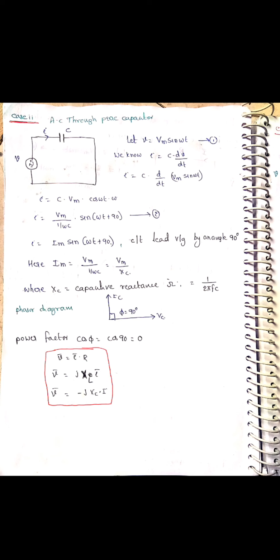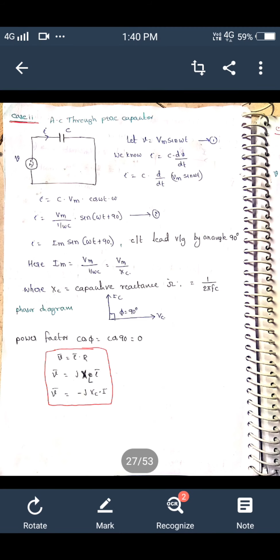If you differentiate it, you can get the expression for current as I is equal to C into V maximum into omega cos omega t. This we can write as I is equal to V maximum by 1 by omega C into sin omega t plus 90 degrees. So here I maximum is nothing but V maximum by 1 by omega C. 1 by omega C we assume as X suffix C, which is called capacitive reactance, and its units are also ohms.